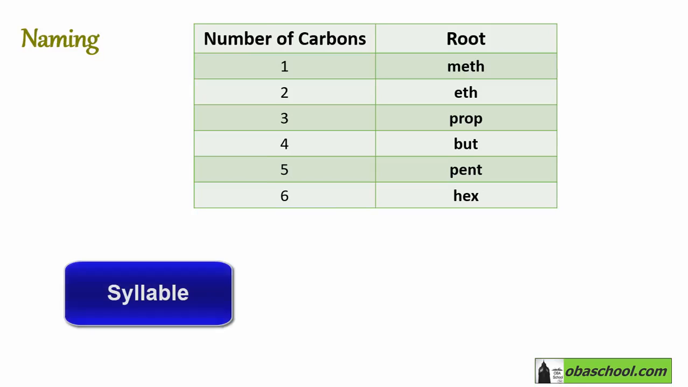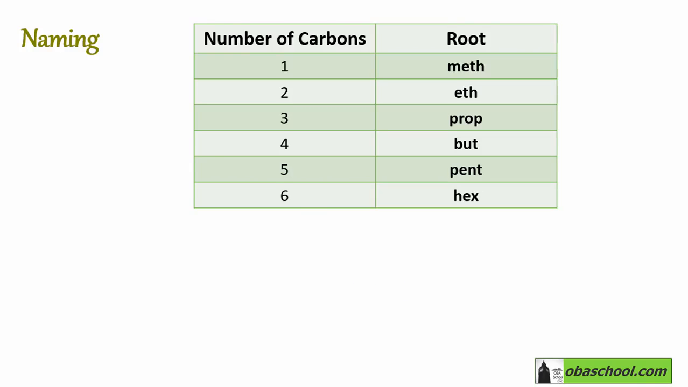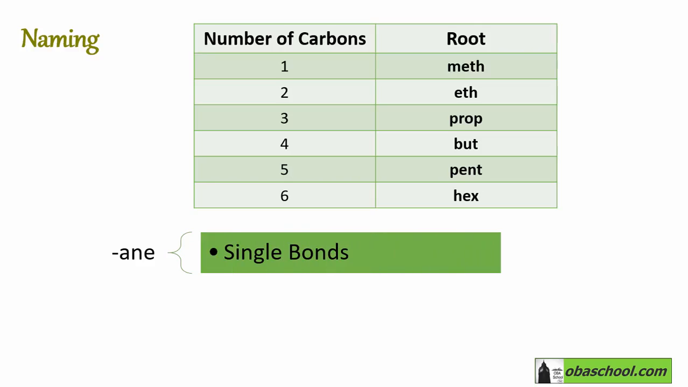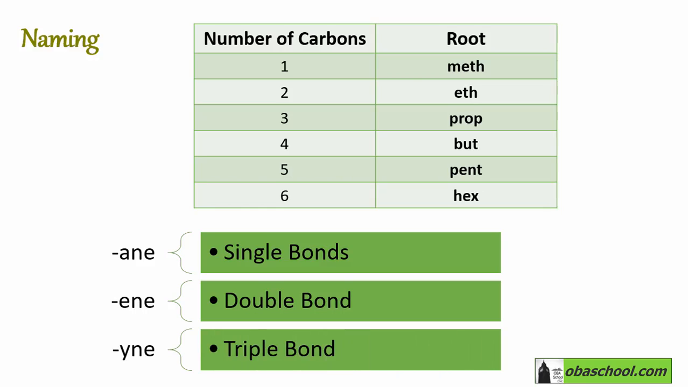After the root, we will have a syllable which will tell us whether there are any double bonds or not. So if the syllable after the root is ane, A-N-E, then all the bonds in this structure are single bonds, so we don't have any double or triple bonds. On the other hand, if the syllable is E-N-E, ene, then we have at least one double bond. And if it is yne, Y-N-E, then we have at least one triple bond.